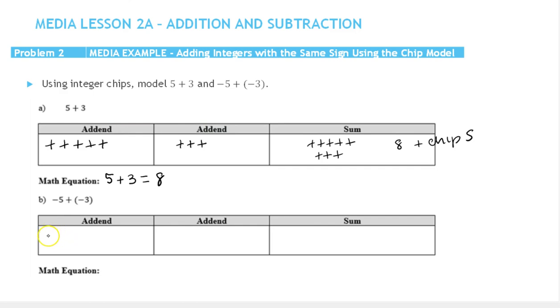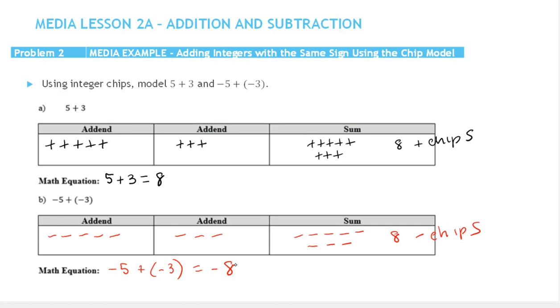We had 1, 2, 3, 4, 5 negative chips, 1, 2, 3 negative chips for the second one, and combined there's 5 negative and 3 negative, which gives us a total of 8 negative chips. So our math equation is negative 5 plus negative 3 equals negative 8.